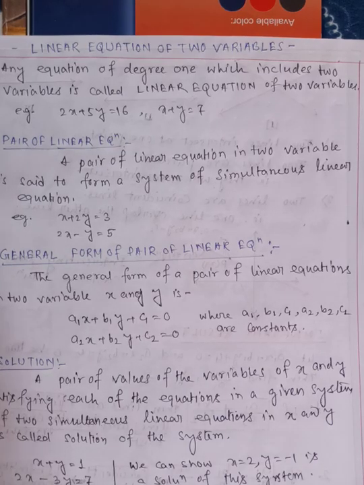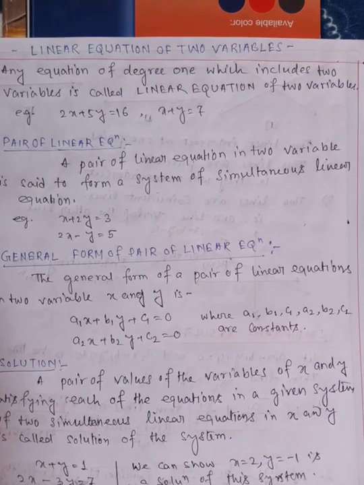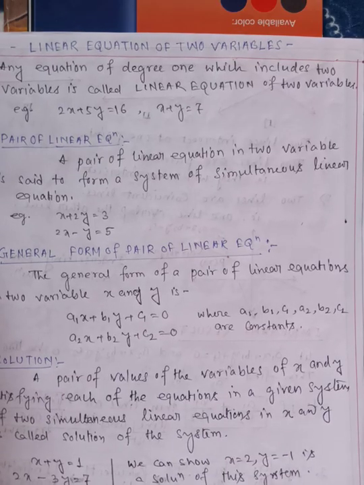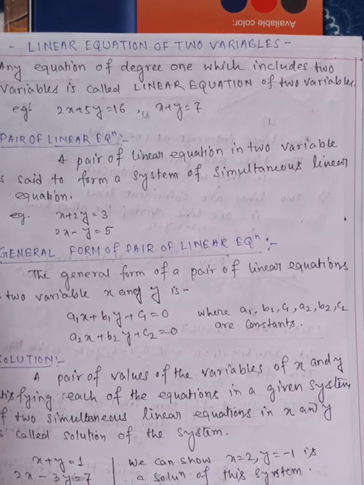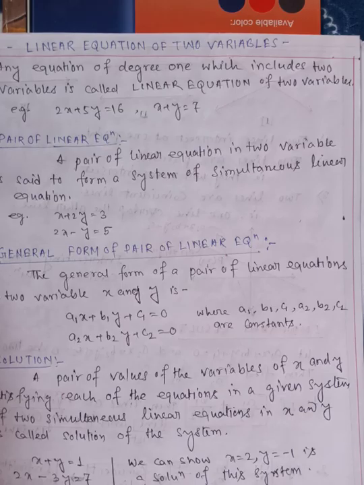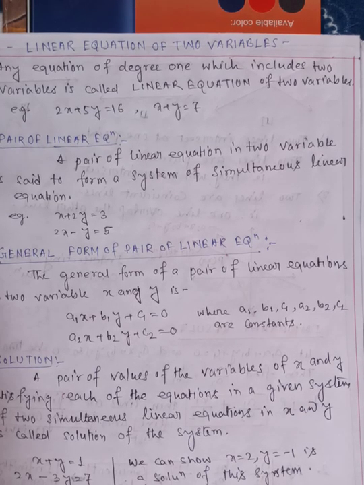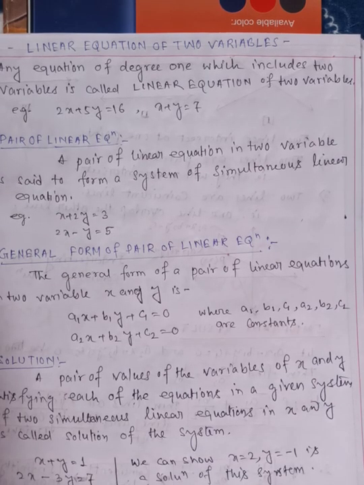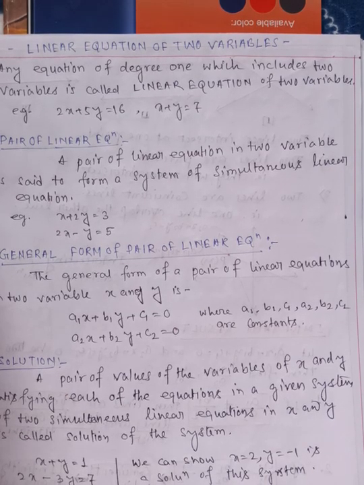Now today we are going to start a new chapter, linear equation of two variables. Throughout this chapter we are going to discuss the consistent system of simultaneous equations, inconsistent system, and graphical representation of the simultaneous linear equation. And also we are going to discuss the solution of simultaneous linear equations by different methods.